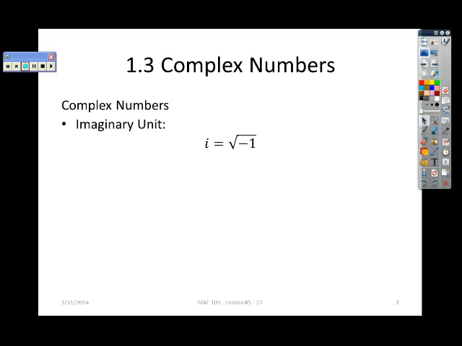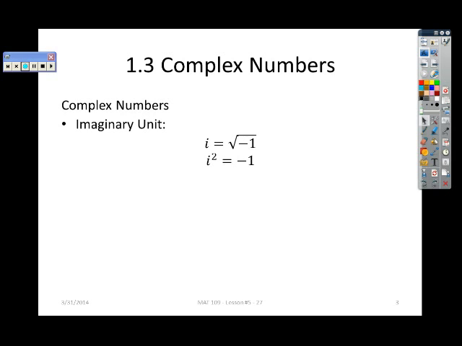So imaginary numbers, complex numbers are critical to working with higher level technical calculations. i is equal to the square root of minus 1. Therefore, i squared equals minus 1. Those are the two important quantities that you need to remember to work with complex numbers.